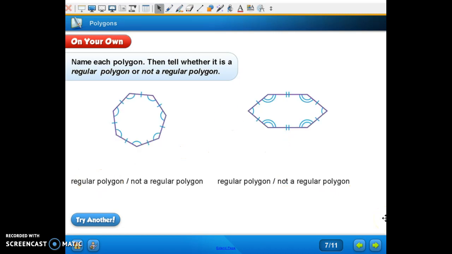Okay, this first drawing is number 7. And is it regular or not regular? Regular. All the markings are the same. So it's regular. And let's count our sides. 1, 2, 3, 4, 5, 6. Did I miss one? 7. So what is this? 7 sides is a, look back at that little chart if you don't know. It's a heptagon.